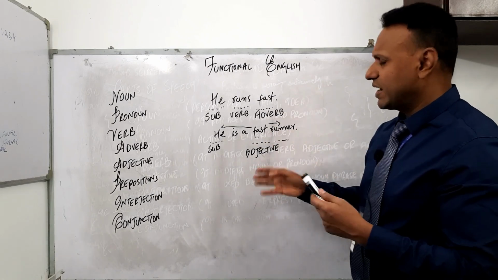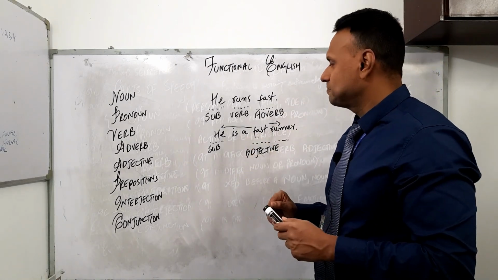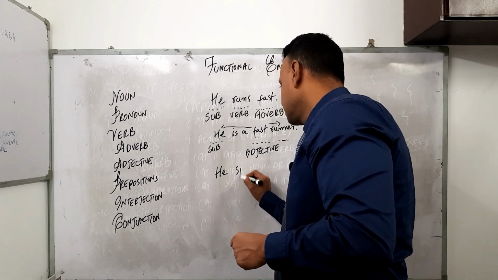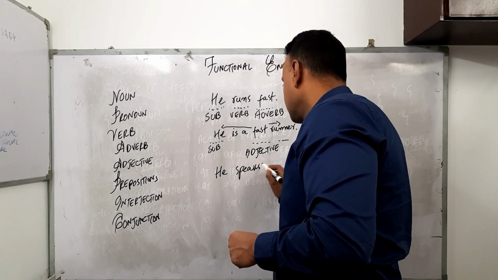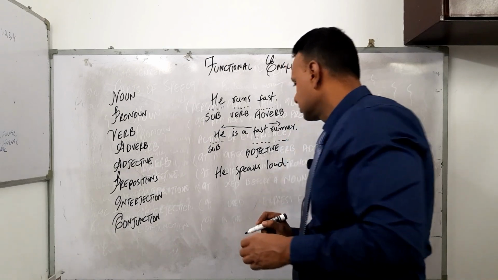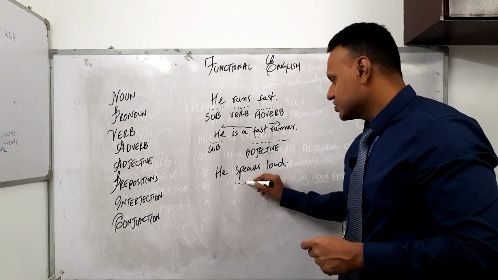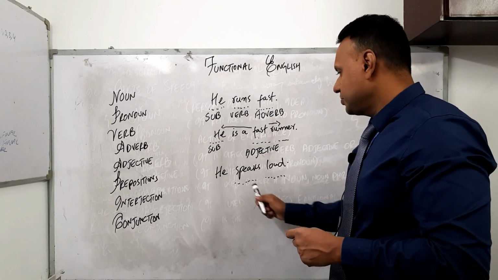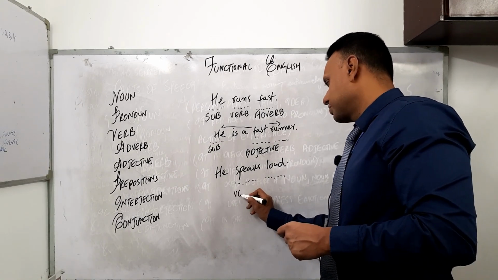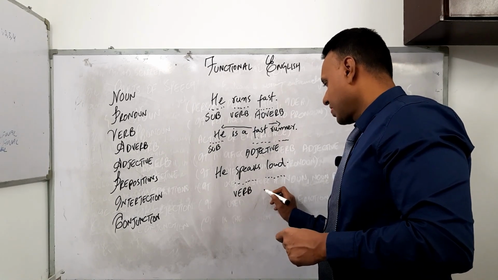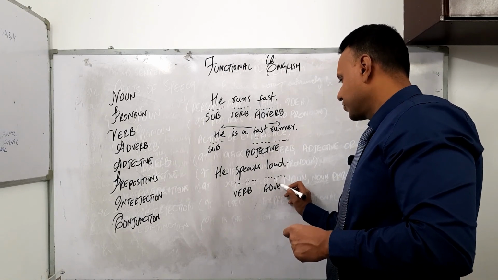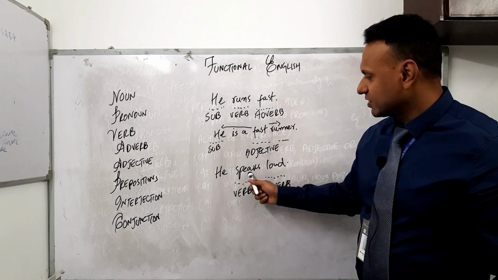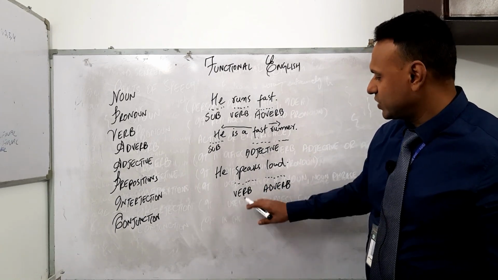So I just want to write another sentence on a similar pattern. He speaks loud. Speaks here is a verb and loud is an adverb, because the adverb is modifying the verb here. That's the verb, and that's the adverb. So this word is modifying the verb here, and that's why it becomes an adverb.